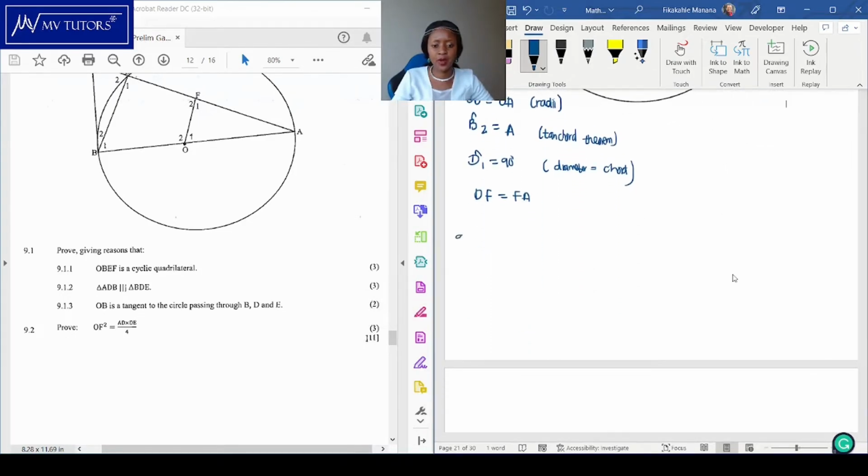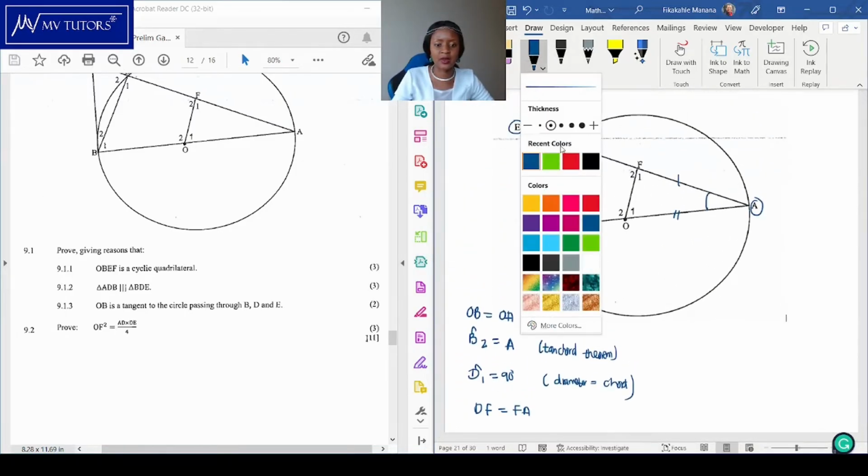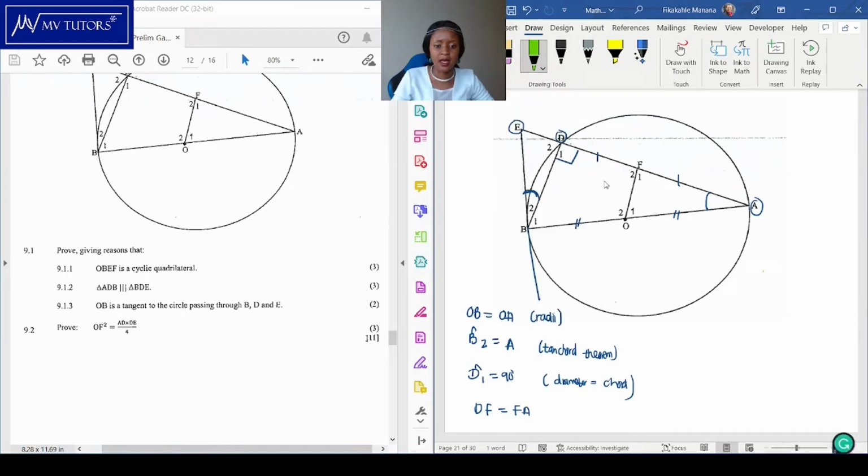Alright, 9.1. It says prove, giving reasons, that 9.1.1 OBEF is a cyclic quad. Now let's go and check out where OBEF is: O, B, E, and F. So basically you would have a circle. Okay, they want you to imagine that this is a cyclic quad.